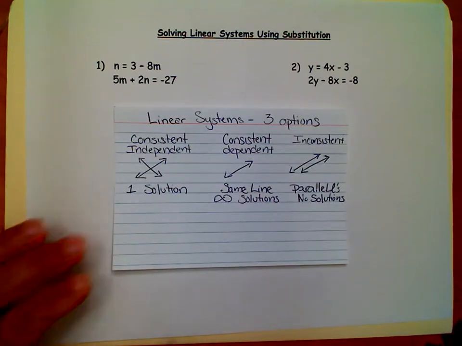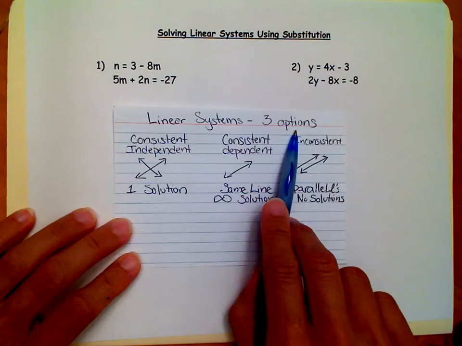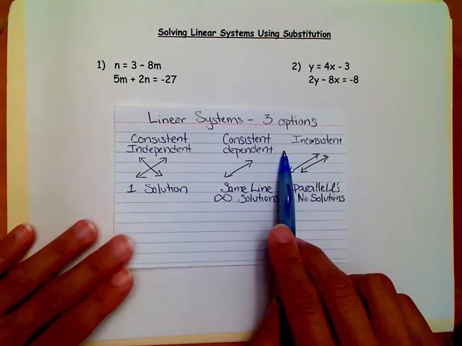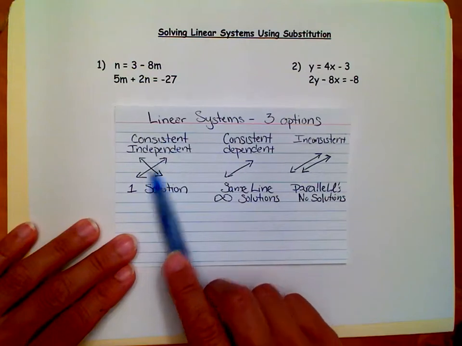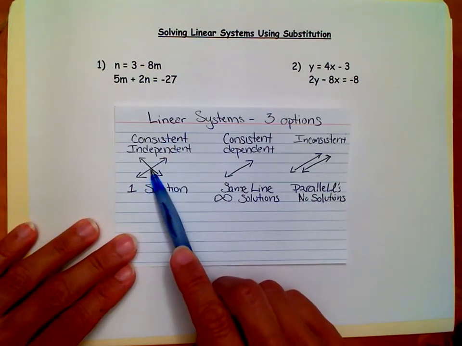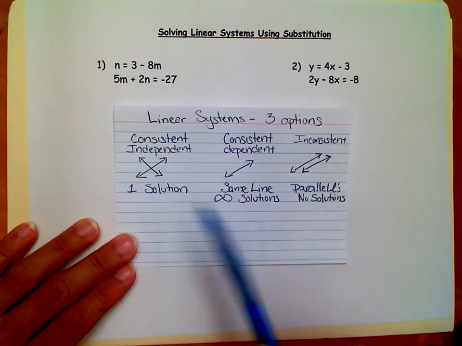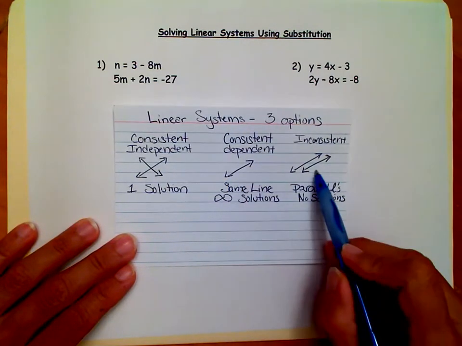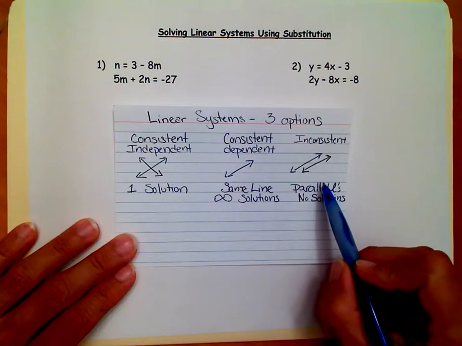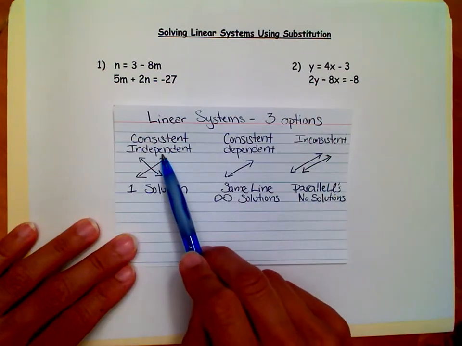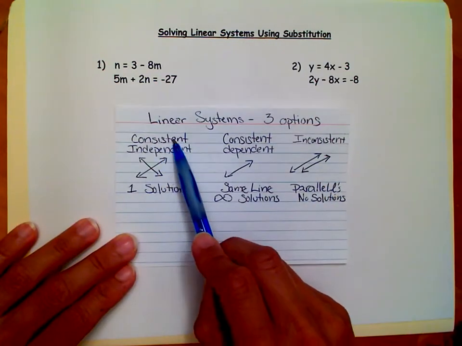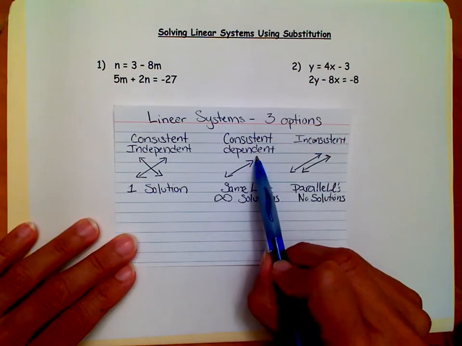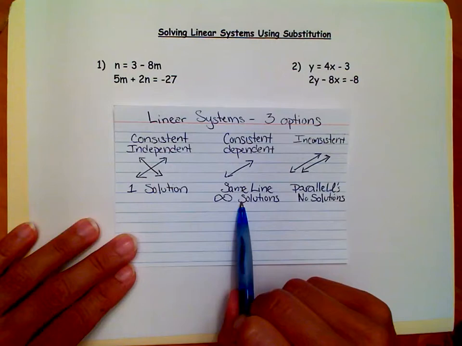Let me just remind you that there are three things that can happen when you solve systems of linear equations. When there are two lines, they can intersect and have one point of intersection, which is the solution. They can be the same line and intersect in all points, or they can be parallel lines and not intersect at all. In the book, they call that consistent and independent when you have one solution, consistent and dependent when there are many solutions.